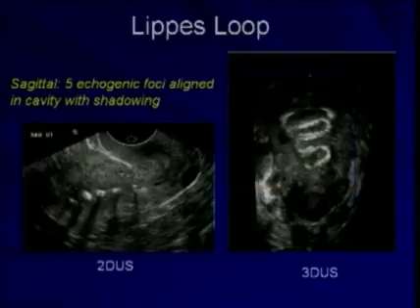Here is the Lippes loop. In the coronal plane on a 3D image, we see the serpiginous course of the Lippes loop, and the typical clue to this IUD on 2D sonography are the 5 echogenic foci aligned in a straight line with shadowing.